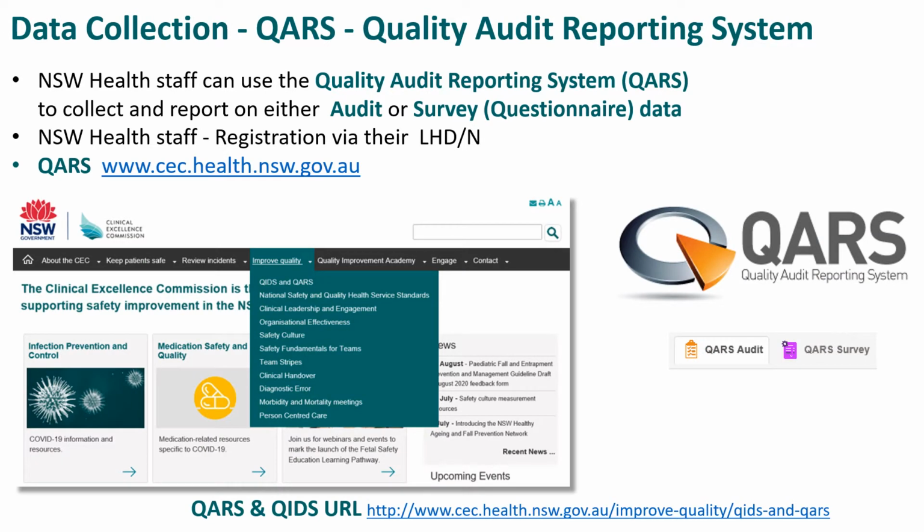New South Wales health staff have access to a system called the Quality Audit Reporting System, or QARS. So they can use this to collect and report on either their audit data or their surveys data using a questionnaire. So for New South Wales health staff, they need to register for the QARS system through their local health district or network. And the QARS system log-on is on the CSE website.